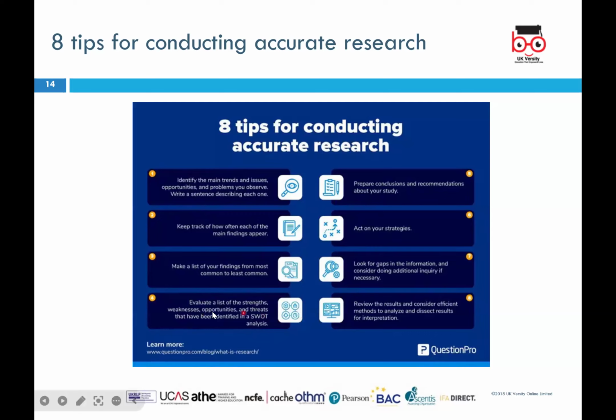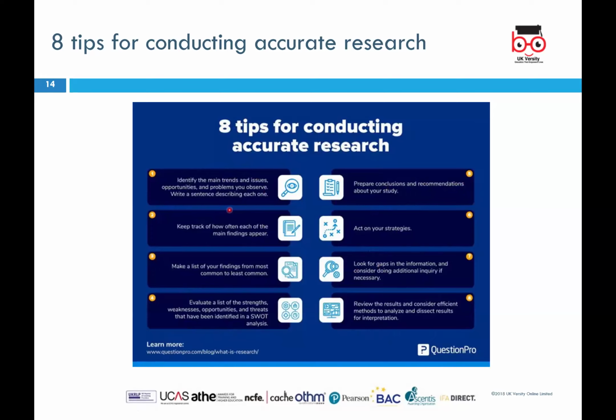What strengths, weaknesses, opportunities, and threats do you have when you're talking about your particular research? Then you prepare conclusions and recommendations about your study. You act on the strategies that you've developed. Look for gaps. Now, how would you look for gaps again? Through this research that you did. Okay. So you're seeing what has been done and you're seeing what has not been done.